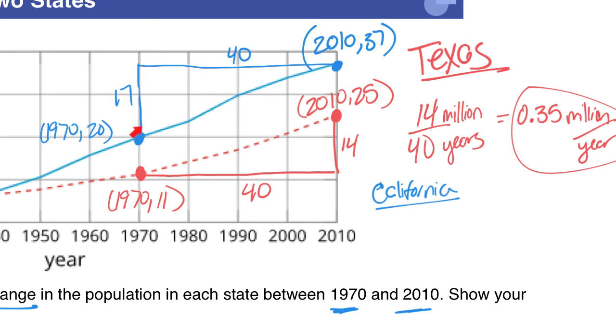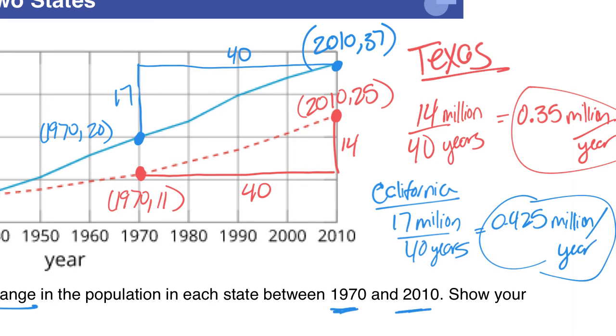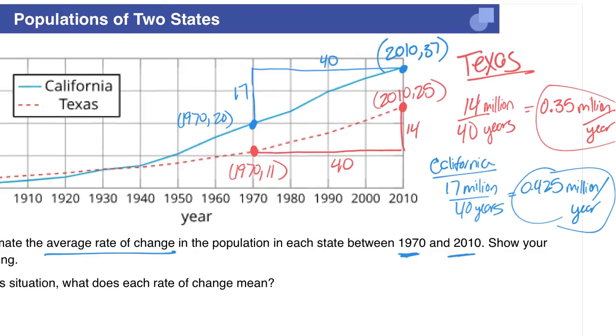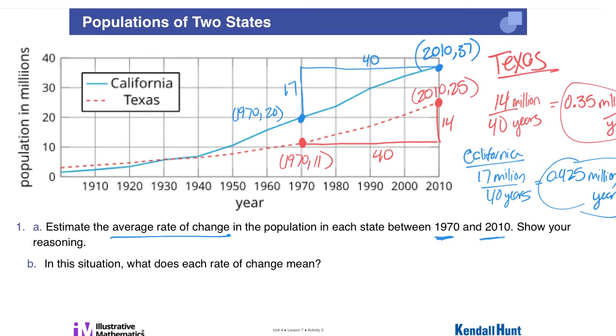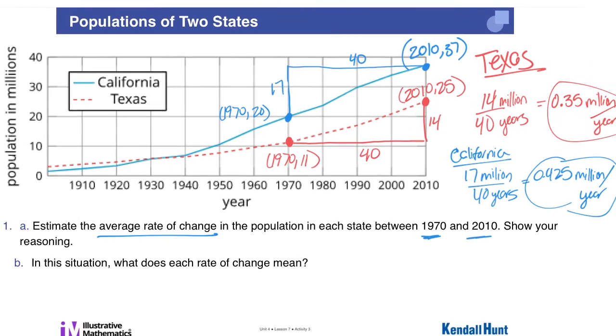For California, I made my slope triangle here. I can see that the population increased 17 million people over those same 40 years. So rise 17 million over 40 years. And that simplifies to 0.425 million people per year. So we can see that California is increasing in population more quickly over that time frame.